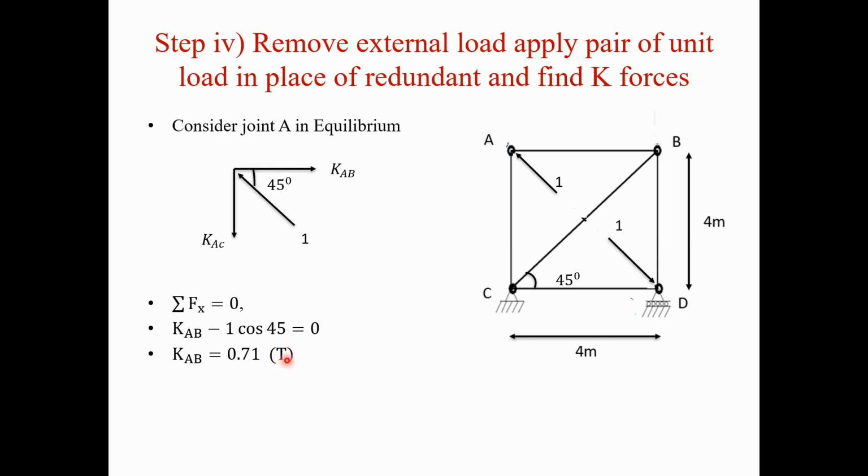We assume it tensile in nature and we got the positive sign. Now next is summation Fy is equal to 0. So minus KAC minus 1 sin 45 is equal to 0. So KAC is equal to plus 1 sin 45. So KAC is equal to sin 45. So KAC is equal to 0.71.